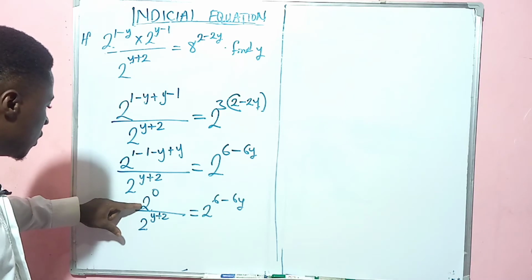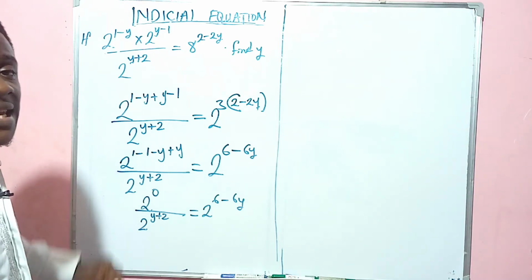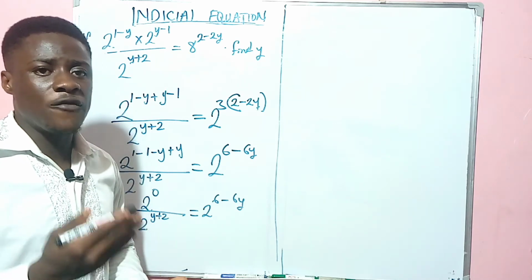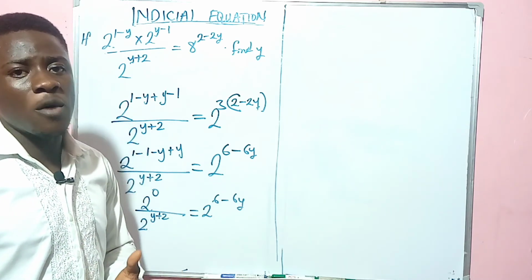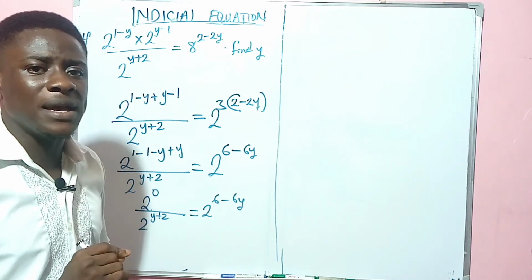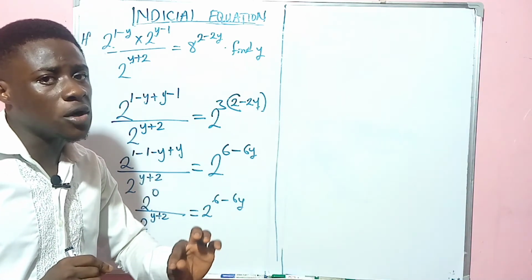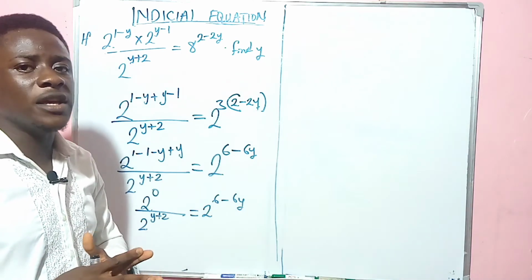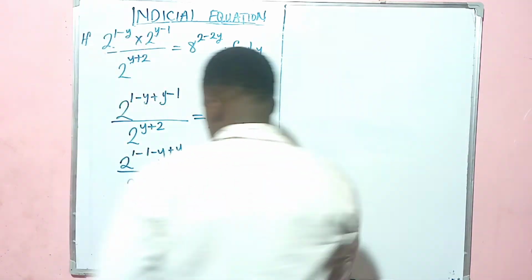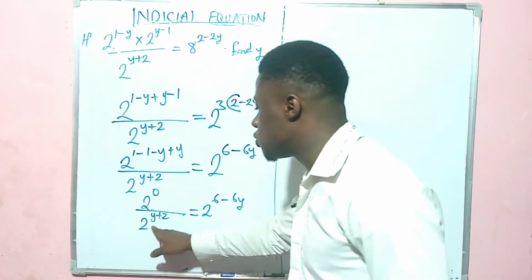As you can see, 2 is here, 2 is here, they have the same base. And according to the division law, if you have numbers of equal base dividing themselves, just pick one of the bases, and subtract the power of the denominator from the power of the numerator. When we do that, we have this 2 raised to power 0 divided by 2 raised to power y plus 2.